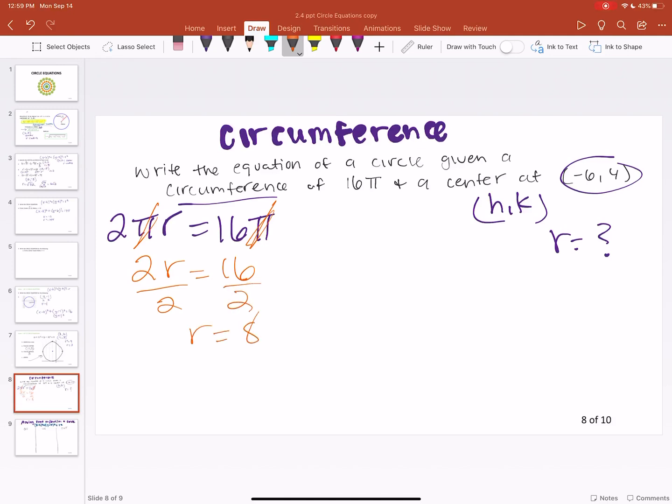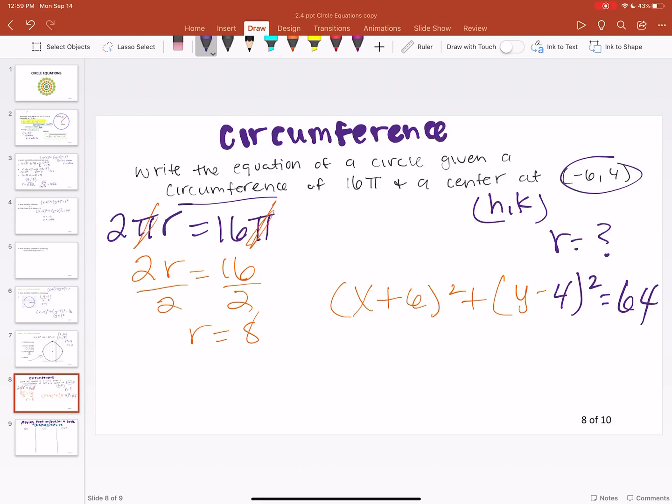Okay, and just plugging those into the circle equation, I've got a negative h value, so that's going to become x plus 6 squared. I've got a positive k value, so that remains negative k, or I always write that negative k. Don't do that. Squared equals r squared, which is 64. So not too bad, but just taking that concept of circumference.